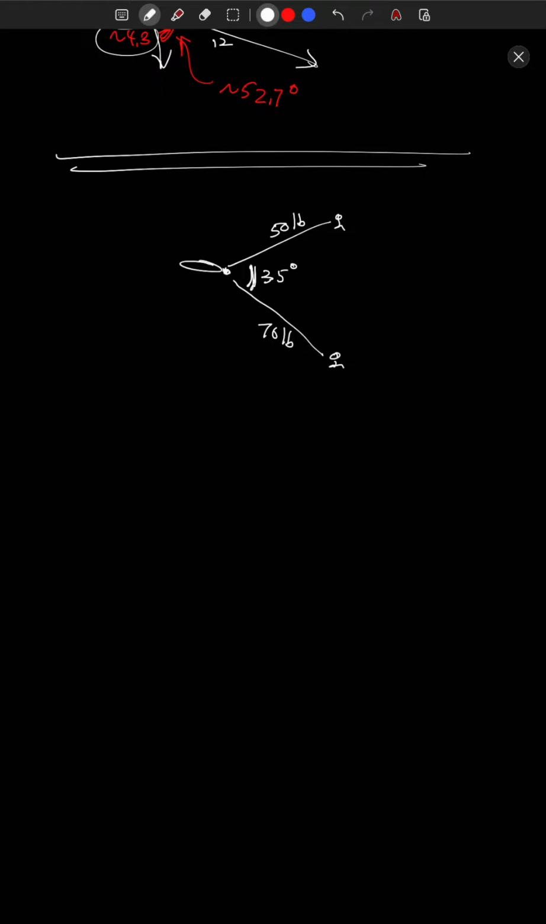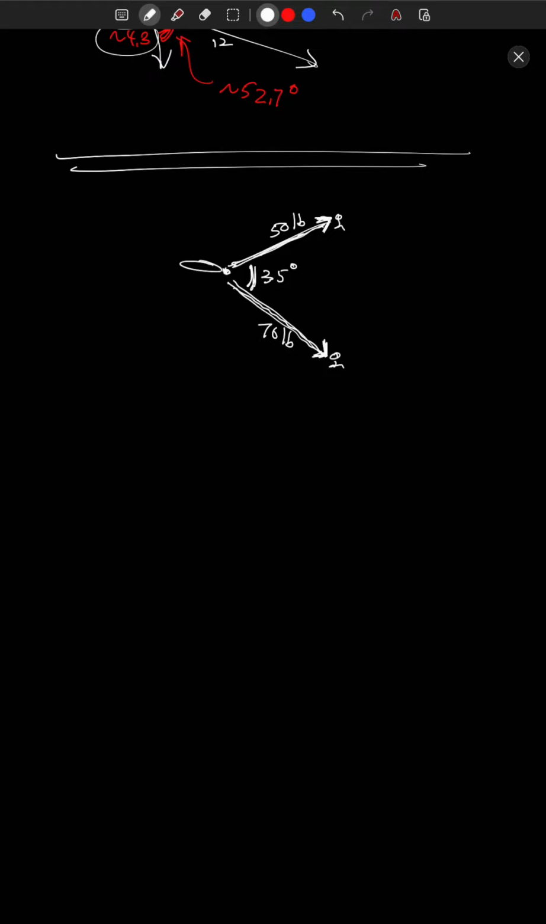All right, so we've got these two people. They're pulling, so I guess I should put arrows here, right? This person is pulling in that direction. This person is pulling in that direction, right? So this is actually a vector problem, right? This vector is pointing in that direction, 50 pounds, and this one is 70 pounds in that direction.